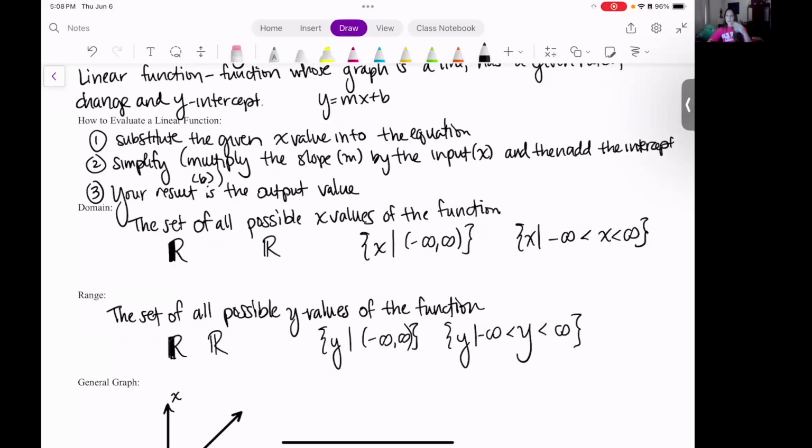Now, infinity is not a number, so you're not using closed, you're not doing an equality of less than or equal to on those values, and you're not using brackets, you're using parentheses when you're talking about that notation.